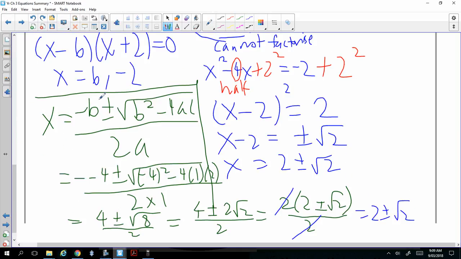Alright, any questions? So you need to know both ways: using the quadratic formula, using completing the square, and also using factorizing if it's factorizable, and factorizing is the fastest method to solve a quadratic equation. Alright, any question? Otherwise, we're going to move on.